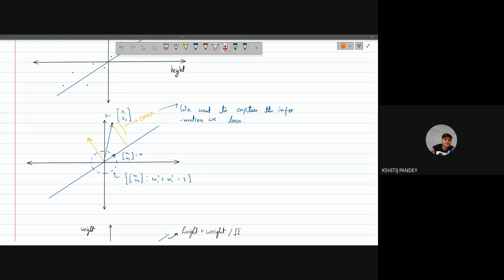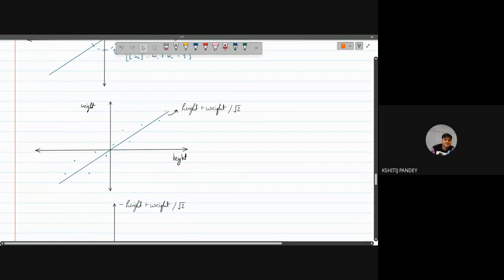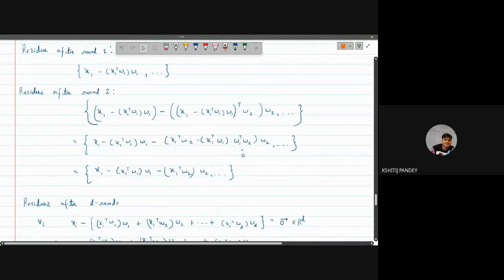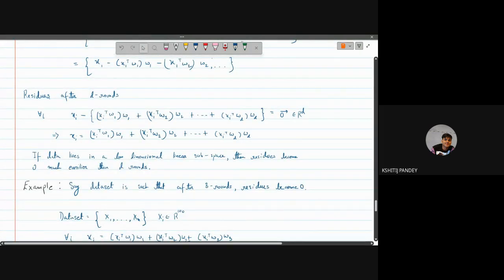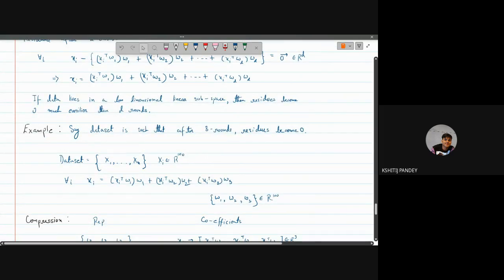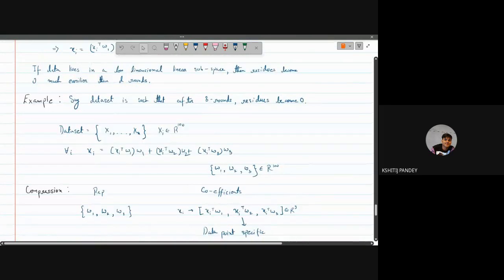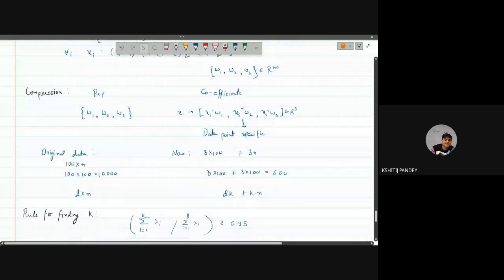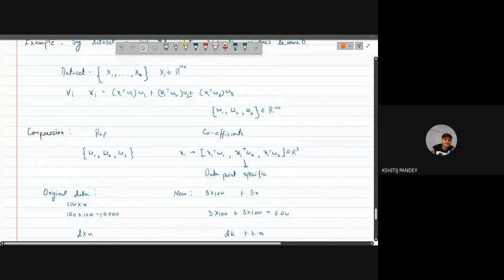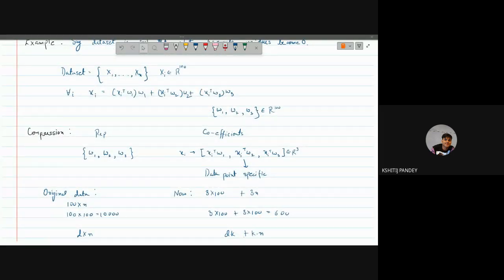And what is k? We want to compress the data, right? That's why we want to find a value of k such that after k rounds, you capture, let's say, 95% of the variance. Is that clear?